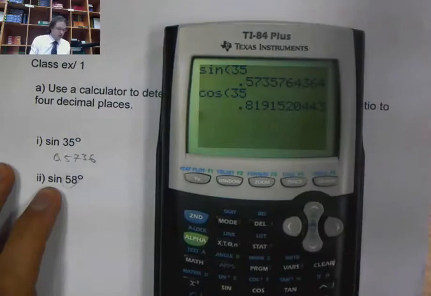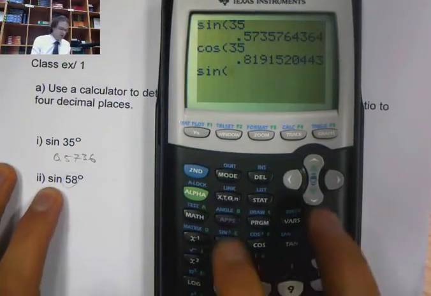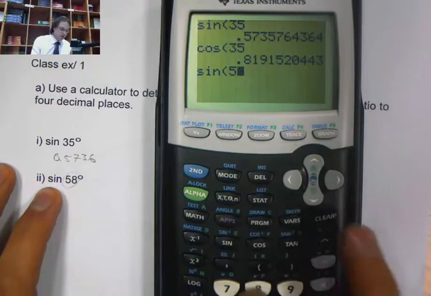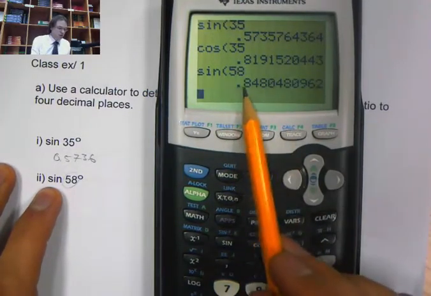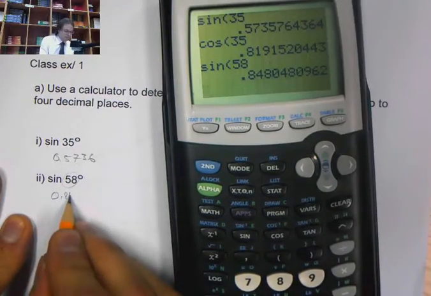Now let's take a look at number 2, sine 58. So we're going to have to punch that in. We hit the sine button right there. Sine 58, and I get 0.8480.